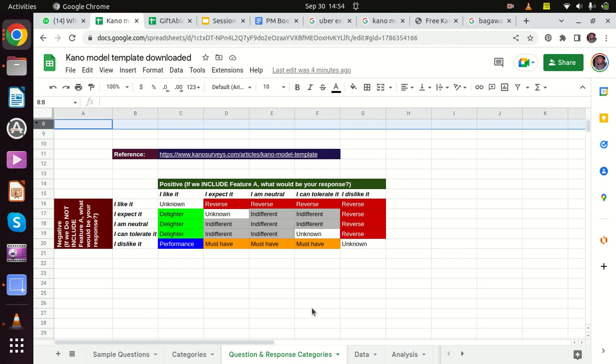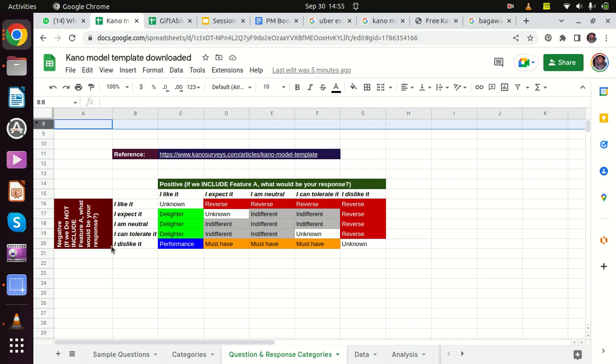As you can see here, this is a compilation of the data for a particular feature based on the responses given by a particular client. Let me explain this. Over here, you can see this green box where I've written the positive or functional question: if we include feature A, what would be your response? And over here, on this red box, you can see the negative or dysfunctional question: if we do not include feature A, what would be your response?